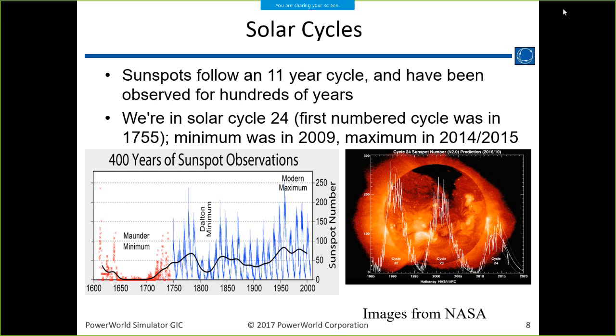This one didn't come out too well, but this is a zoomed-in view of the last several cycles. We're just coming out of cycle 24 right now, which reached its max around the end of 2014, early 2015, but its peak was much lower than the other two peaks. So the other peaks here were higher, and this last one was lower.